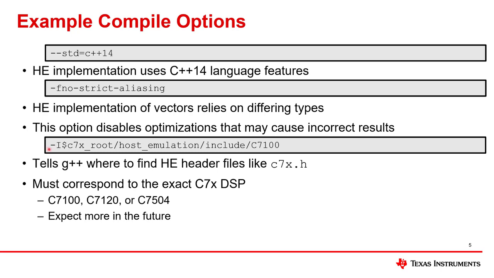The next option is this -I. This is how you add to the list of directories that the g++ compiler uses to find header files.